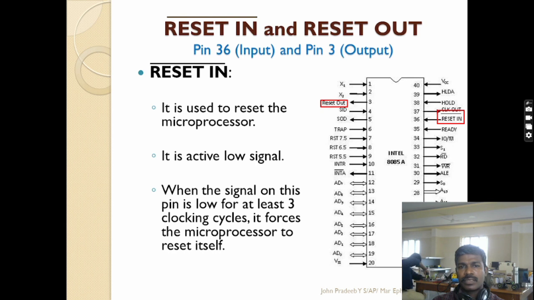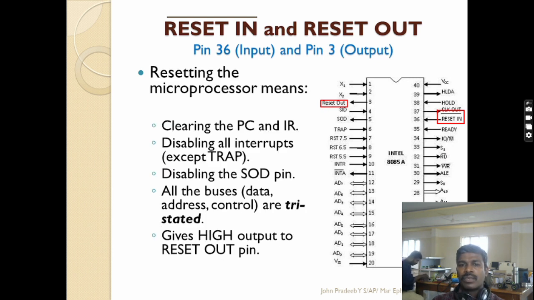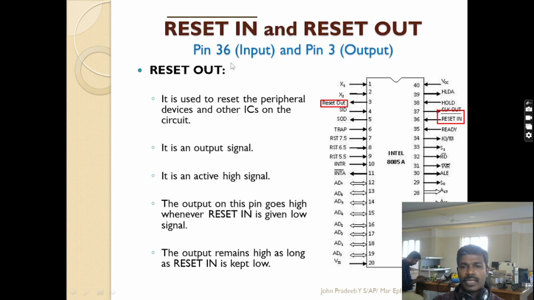The next pins are pin number 3 and pin number 36. Pin number 36 is used for RESET IN. The bar means it is an active low signal. The third pin is the RESET OUT pin. It is used to reset the external peripherals and disable interrupts and so on. If the output goes high, it becomes active, so it is an active high signal. So RESET IN is an active low signal, and RESET OUT is an active high signal.